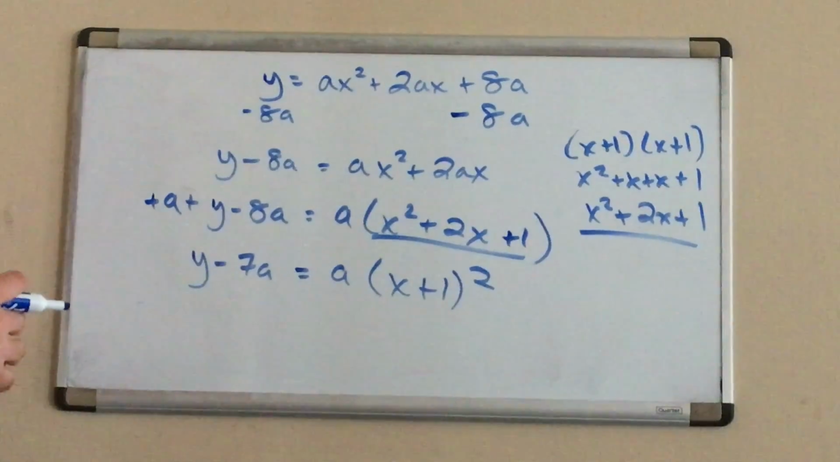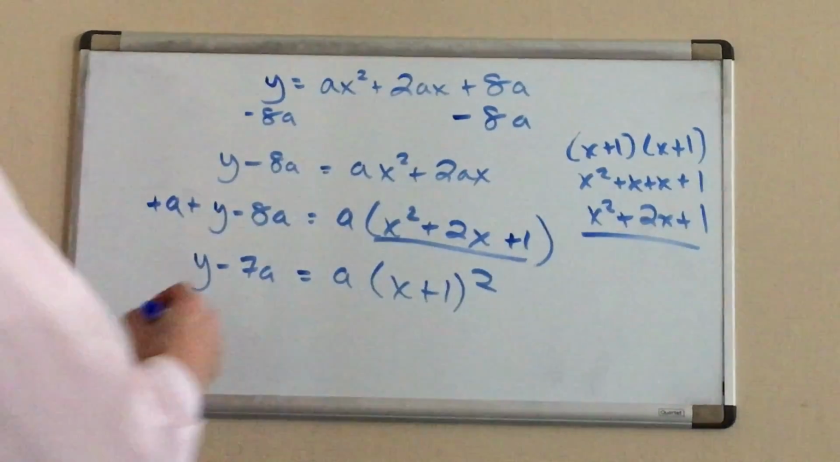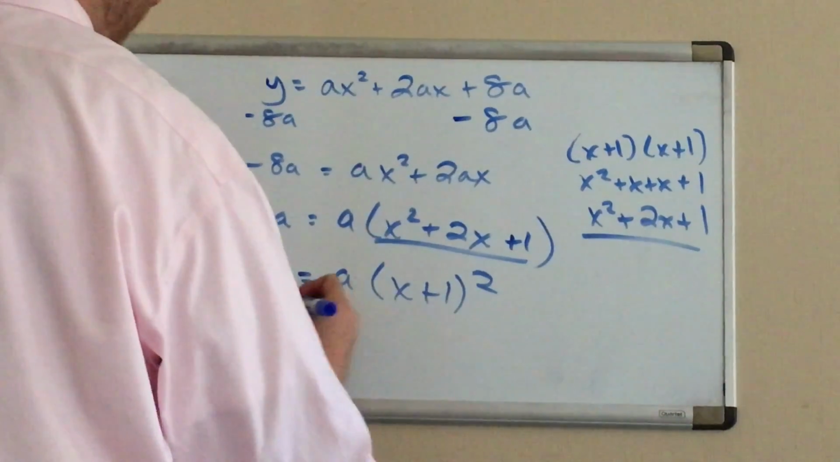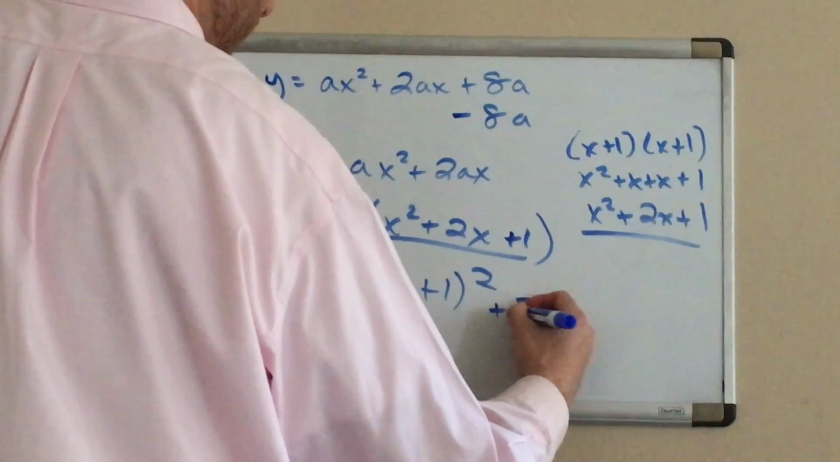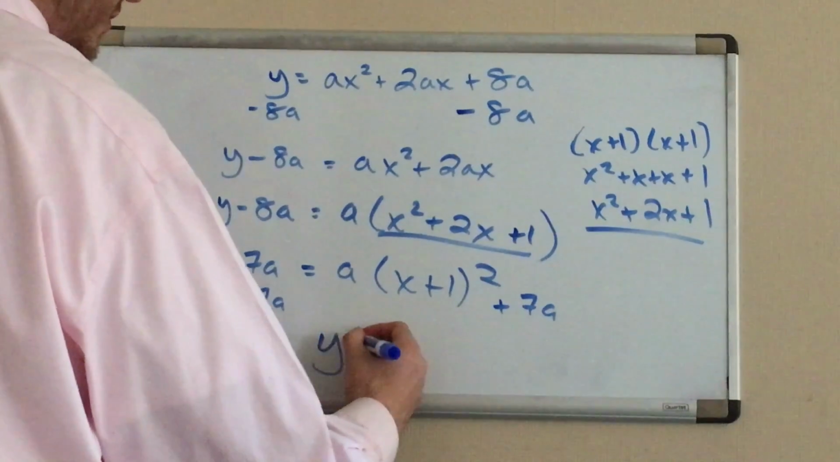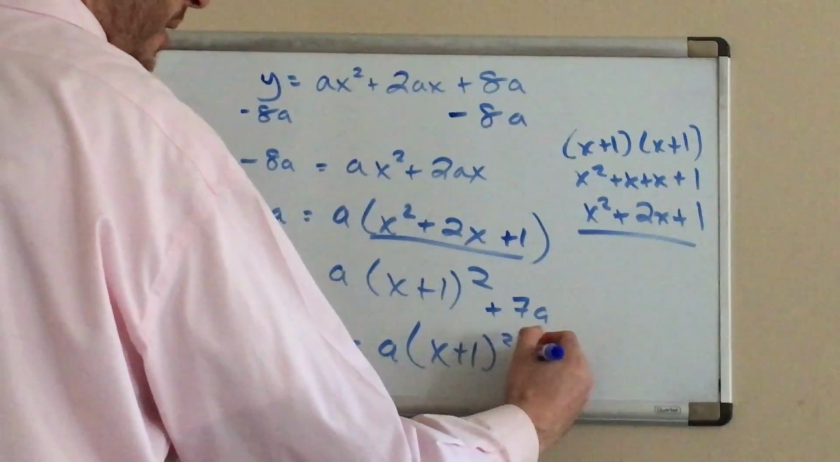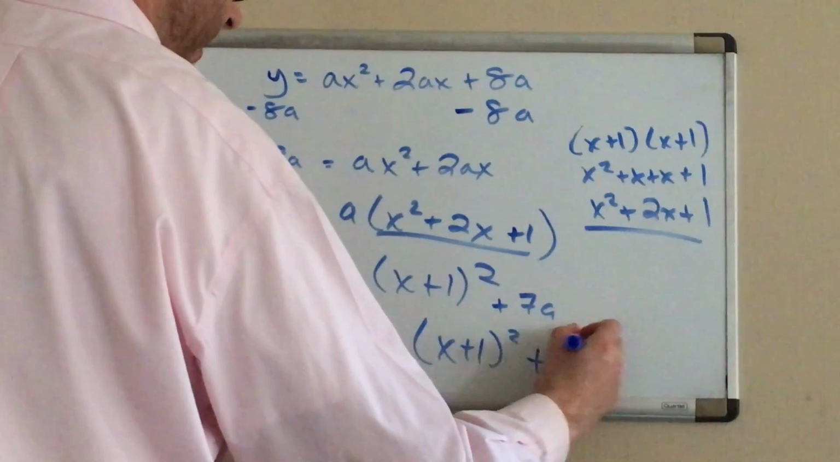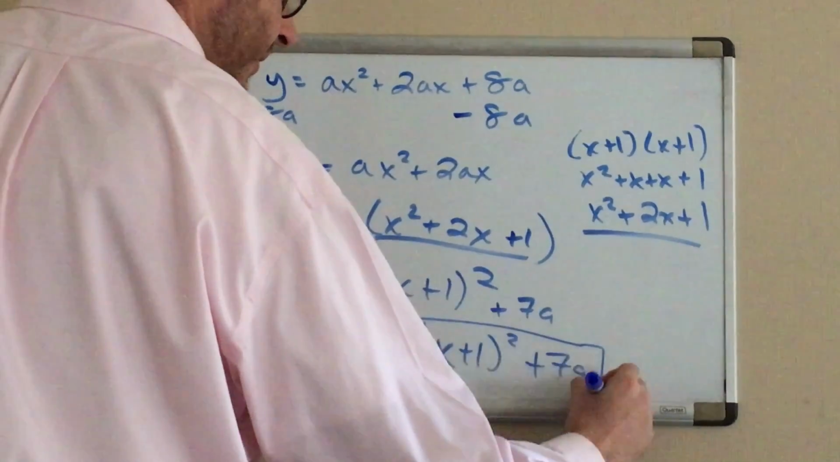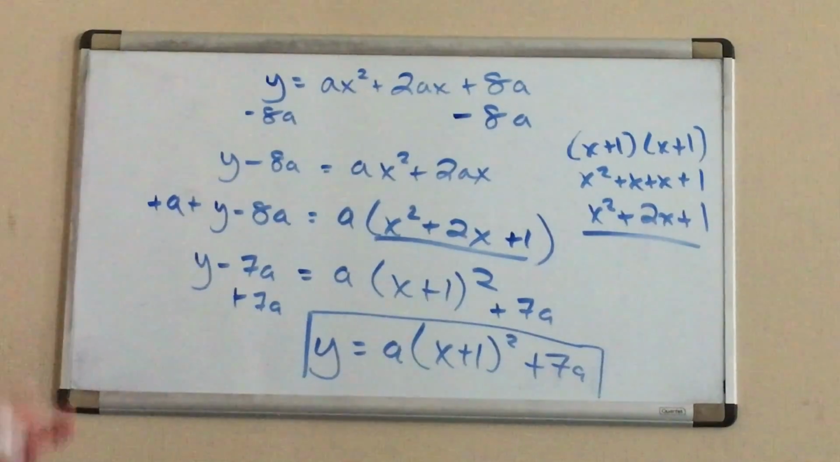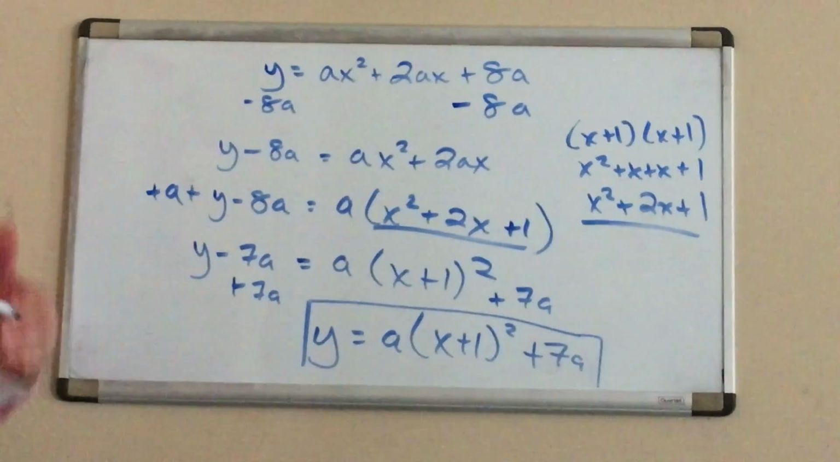Now I need to get my y by itself, so I simply add 7a to each side. My final answer becomes y equals a(x plus 1) squared plus 7a. Now we have completed the square for a very difficult problem that involves many variables.